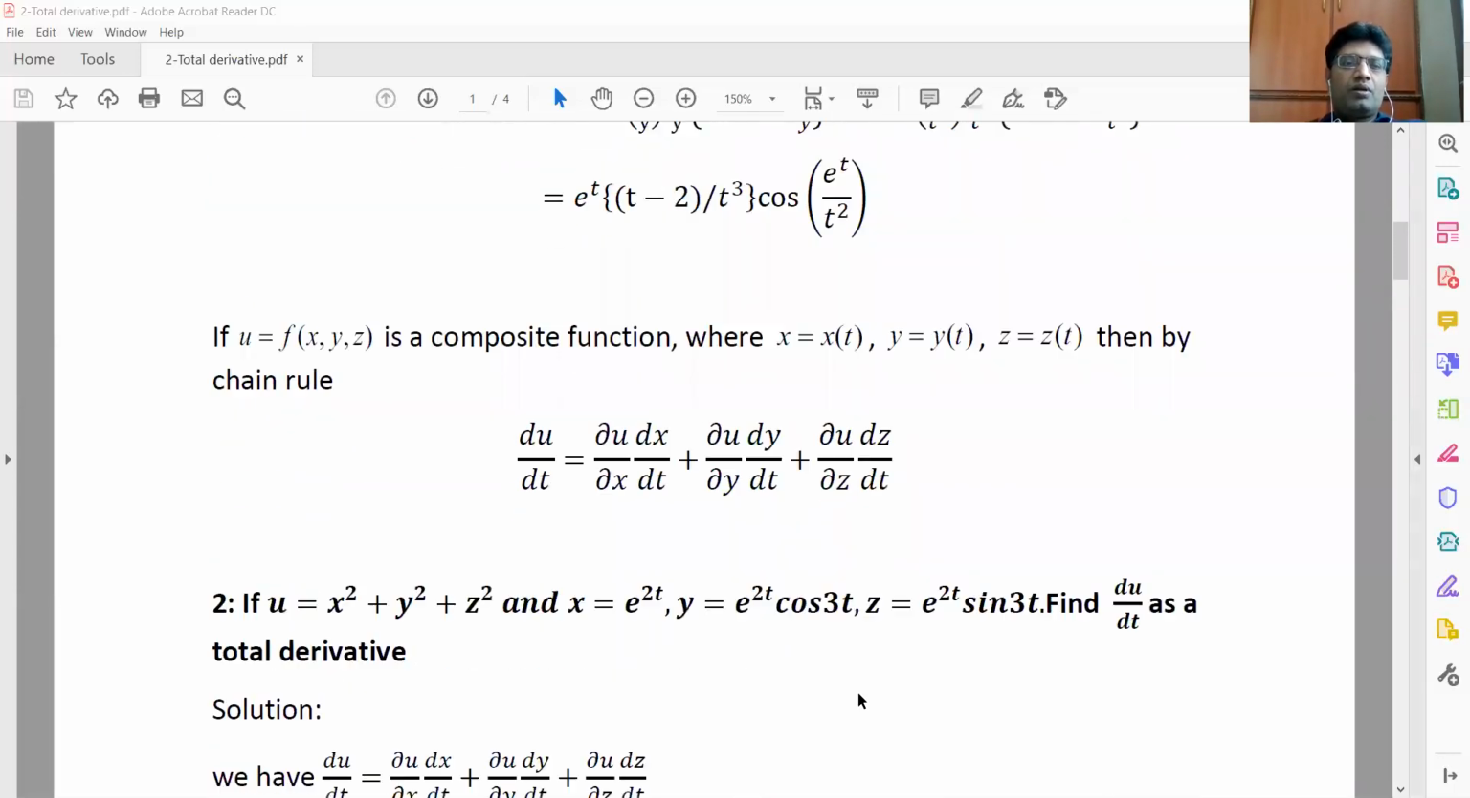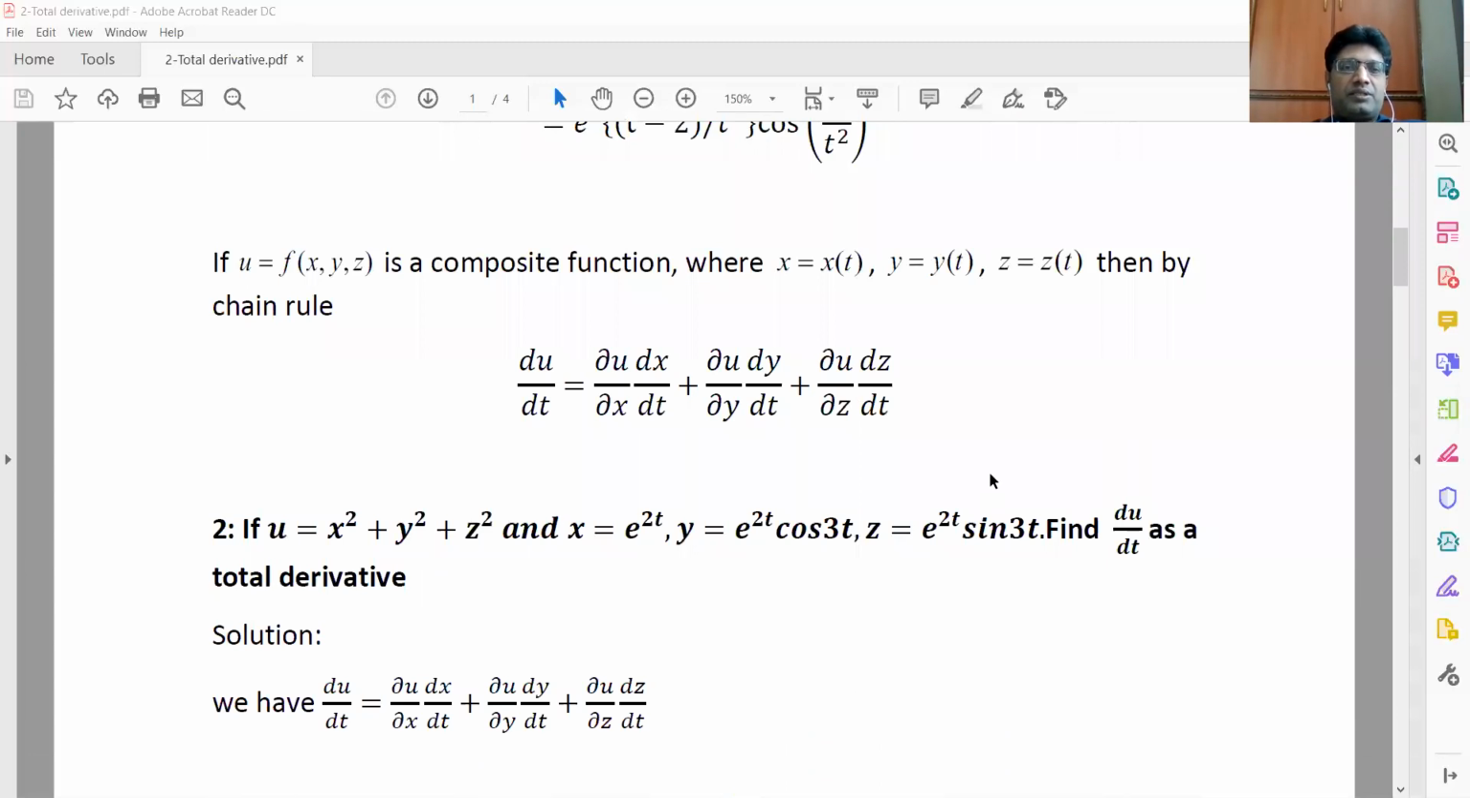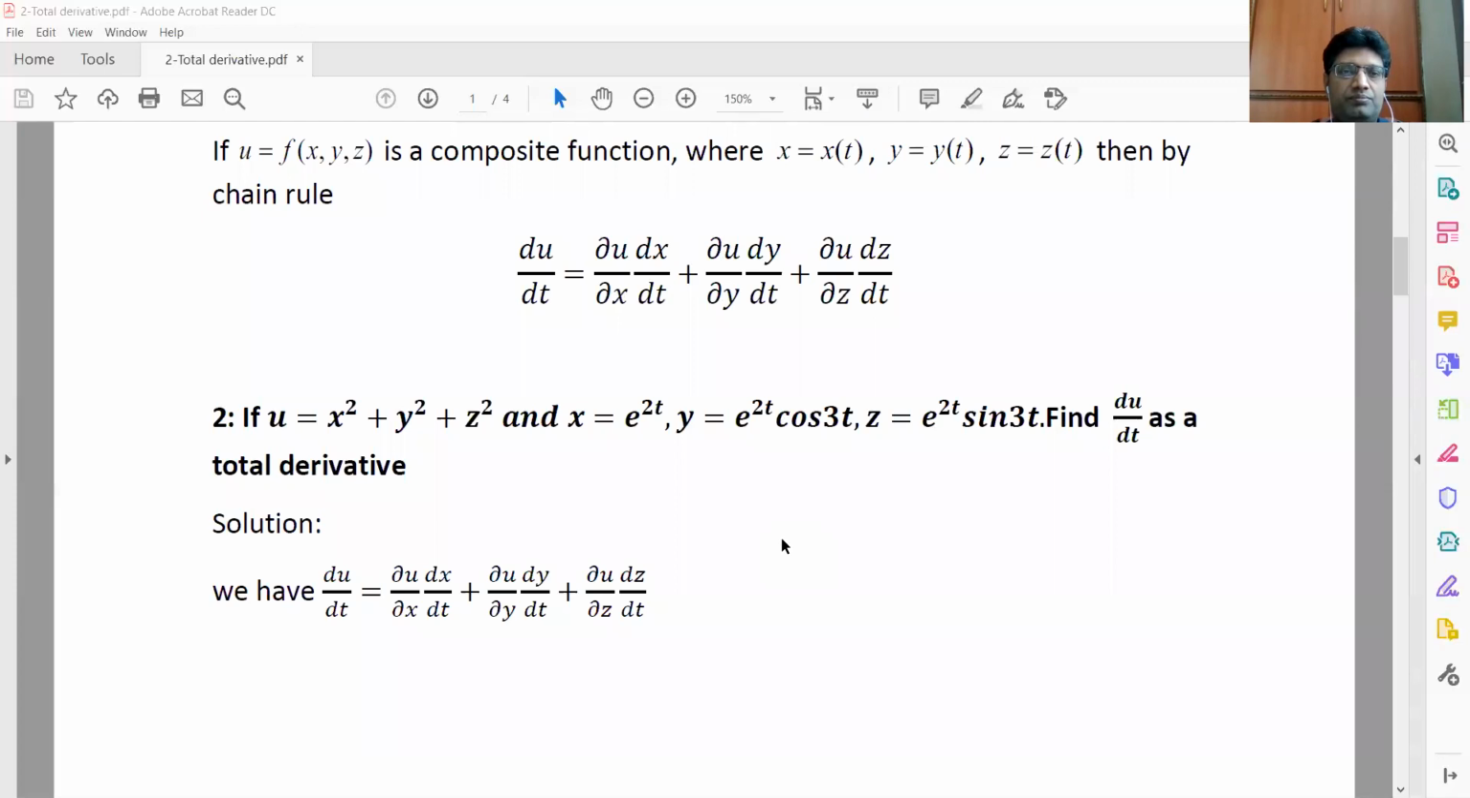Now the same composite function rule is extended for three functions. Suppose u is a function of three independent variables x, y, z, where x, y and z are some functions of t. Then by chain rule, du by dt is dou u by dou x into dx by dt, next dou u by dou y, second variable, into dy by dt, plus dou u by dou z into dz by dt. So this is the chain rule. Now we'll see a problem based on this.